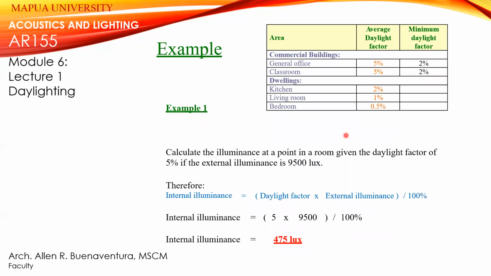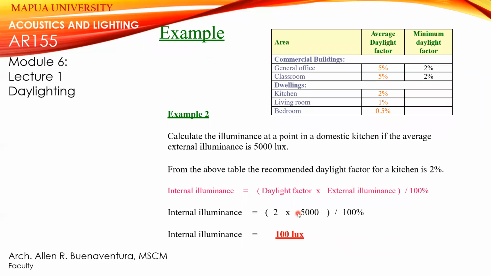So as you can see, this is an example of a daylighting factor. These are different calculations. So you can calculate how many lux is being produced inside the room. Okay, so these are the different types of samples.